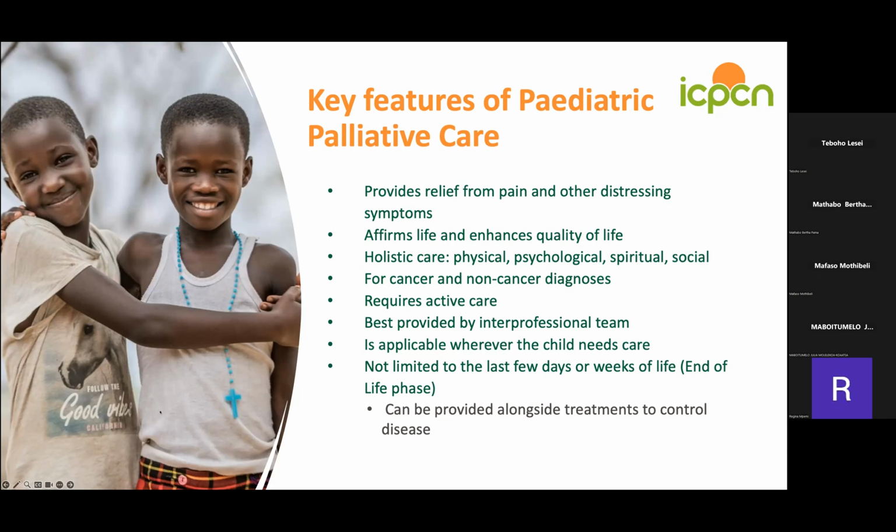It's about active care. People think that you get palliative care when nothing more can be done. And we can always do something. It's not about giving up. It's about ensuring that we accompany the child and their family throughout their illness. And we look at how best we can improve their quality of life. We talk about an interprofessional team. We've mentioned the fact that it's about wherever the child needs care. And importantly as well, it's not limited to the last few days or weeks of life. And it can be provided alongside treatments to control or cure the disease.